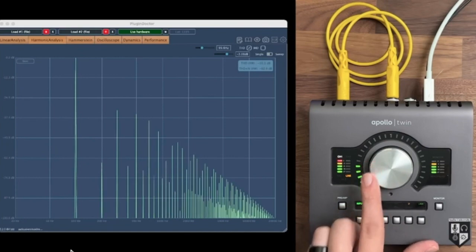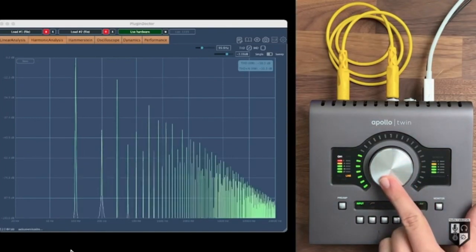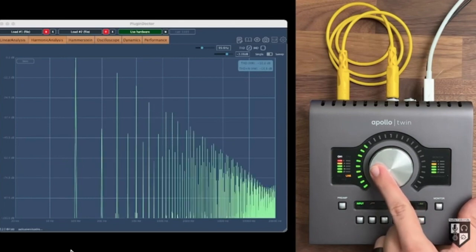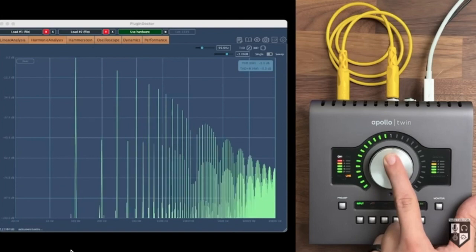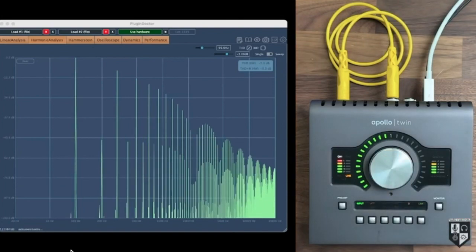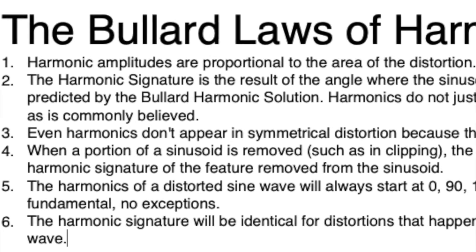So he's changing some variable, probably a DC offset somewhere. But watch what happens. What do you see? You see the harmonic signature changing, don't you? He doesn't know what that is. He's never heard that term. The harmonic signature is changing because he's moving the distortion as he's clipping at a different place along the sine wave, and that's the angle. So that's law 2.